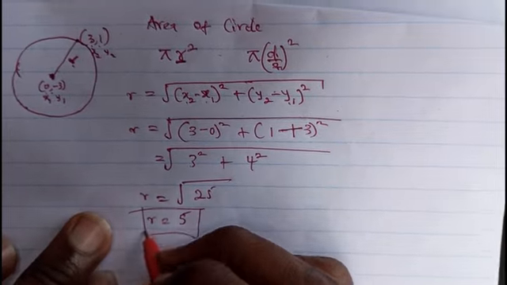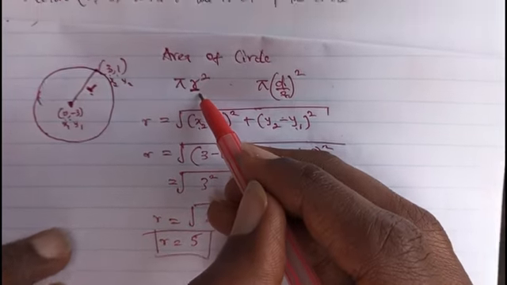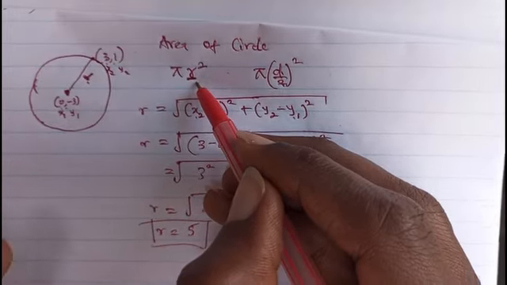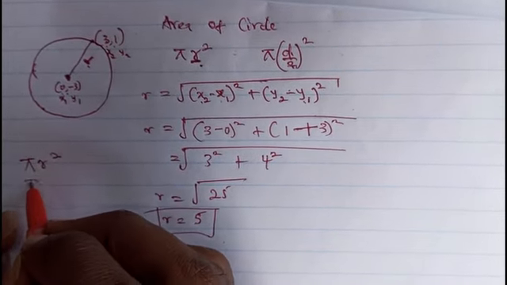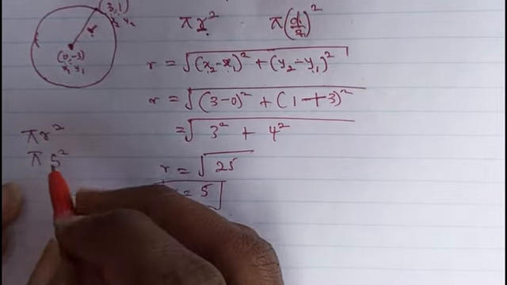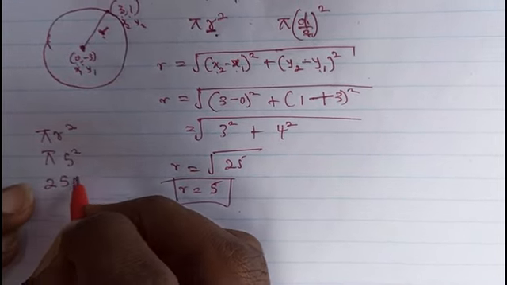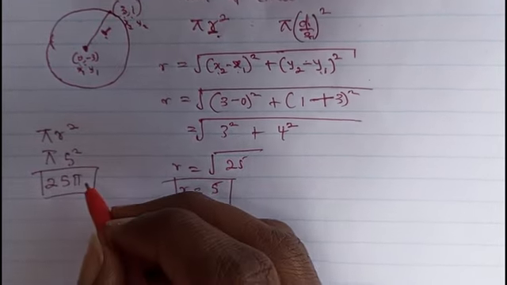Now that I've gotten the value of the radius, we can go over to the area of the circle and simply get the area of the circle. So the area of the circle is pi r squared. The radius is already 5, so we have pi times 5 squared. 5 squared is 25, so we definitely have 25 pi. So this is the answer to question number 3.